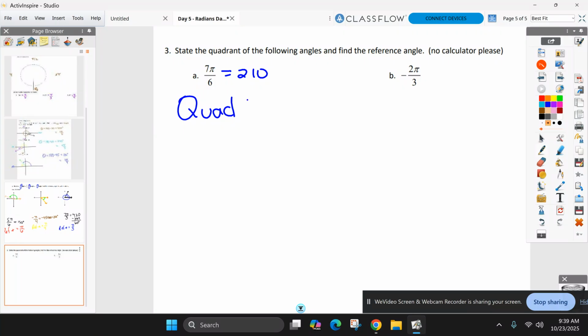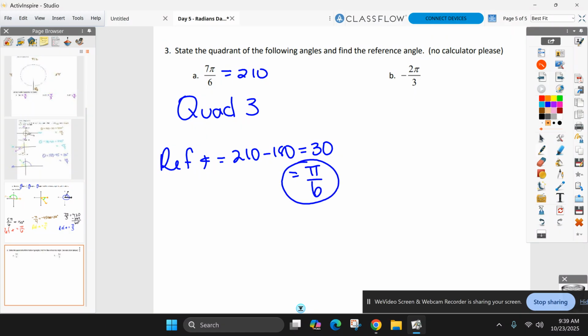Quad 3. Between 180 and 270, quad 3. And then you ready for the reference angle? We're going to leave it in radians too here. If you've been seeing the pattern, you know what it is already. But just to show you, reference angle is going to be what? 210 minus that 180, which is 30, which is what in radians? Pi over 6. Right? I just detach it from the 7.